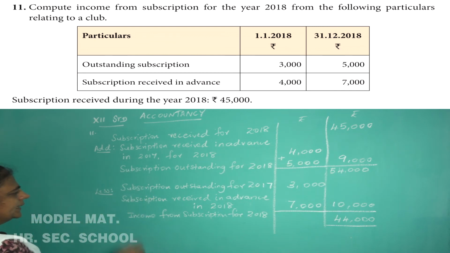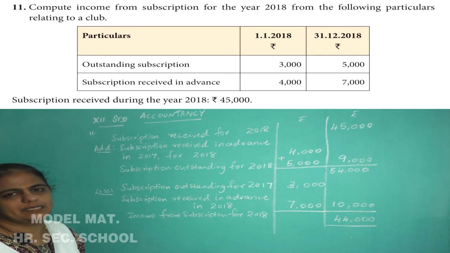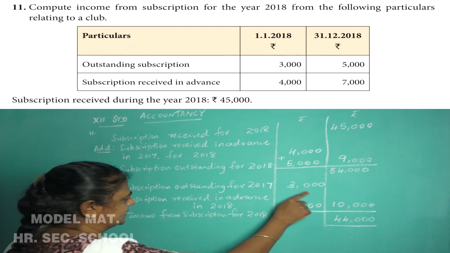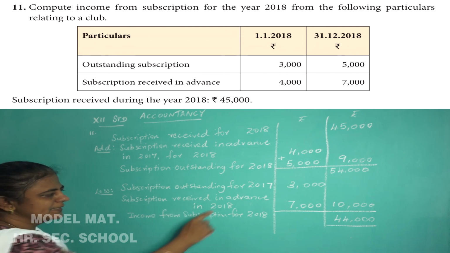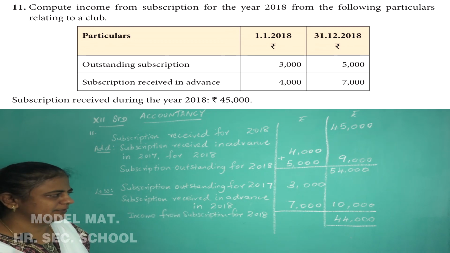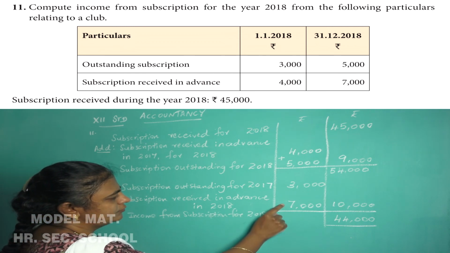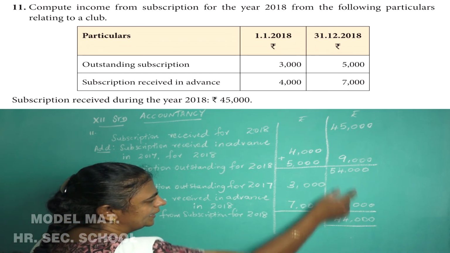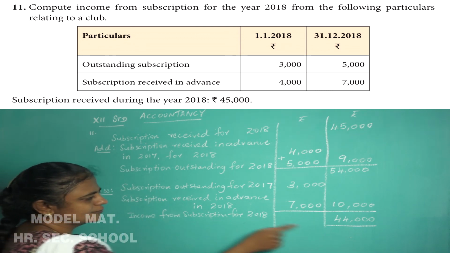Then next, why am I subtracting this? Subscription outstanding for 2017. In 2017 it is outstanding, now we are receiving. So it is not for this year. So that should be subtracted. Next, subscription received in advance in 2018. This is an income for the next year, subsequent year, but now we are receiving 7,000. Again, these two are not for the current year. So these two have to be subtracted, that is 10,000 rupees should be deducted. So the income from subscription for 2018, that is the current year, is only 44,000.